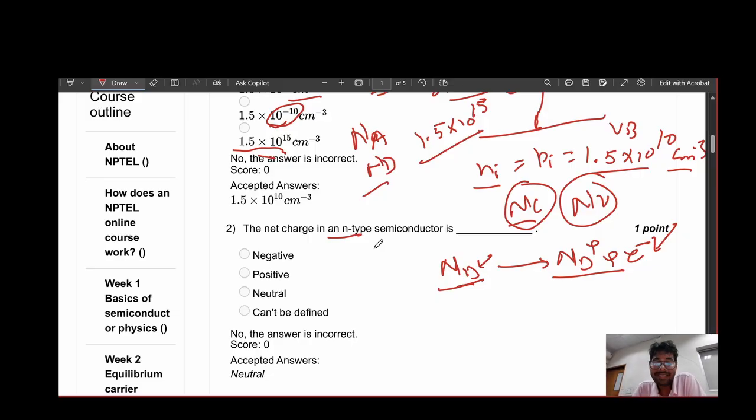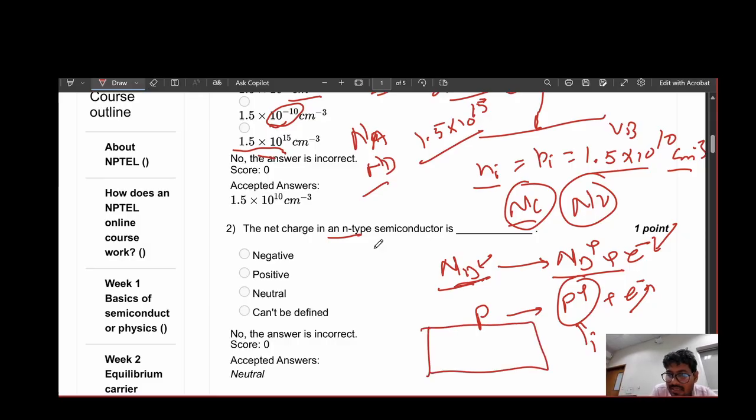Initially, for example phosphorus, right? Phosphorus has 5 valence electrons, a pentavalent atom, and will give N-type doping. Phosphorus will change into P plus and an electron. This electron will be in the conduction band, and this is the ionized impurity, the immobilized ion, which will stay at its position.